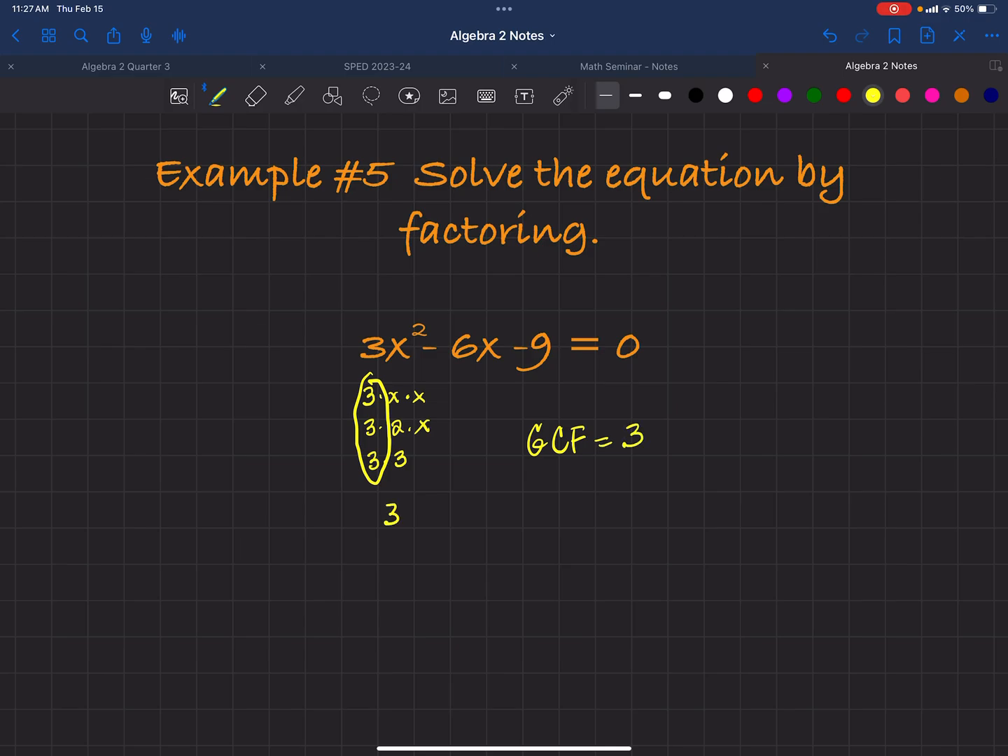When I factor out this 3, the first term is left with x squared. Drop the minus sign. The second term is left with 2 times x. Drop the minus sign again, and your last term is just left with a 3.